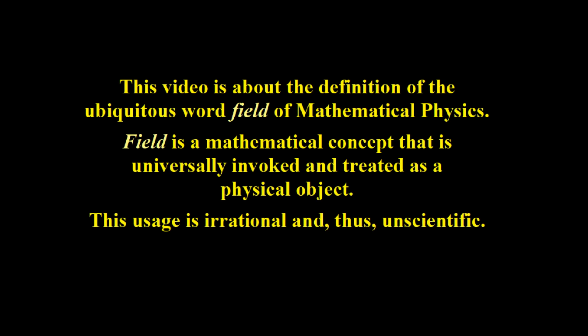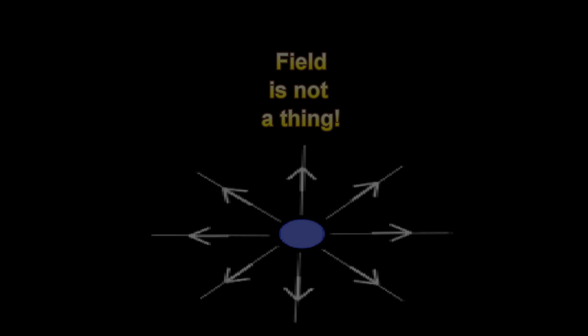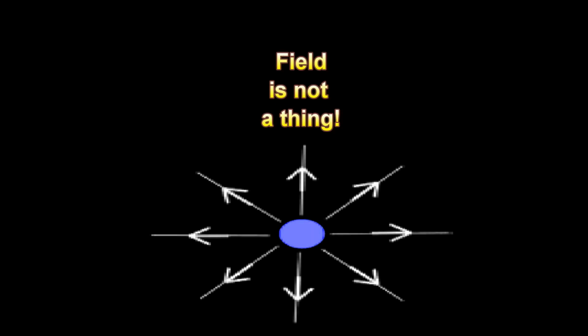This video is about the definition of the ubiquitous word field of mathematical physics. Field is a mathematical concept that is universally invoked and treated as a physical object. This usage is irrational and thus unscientific. Field is not a thing.